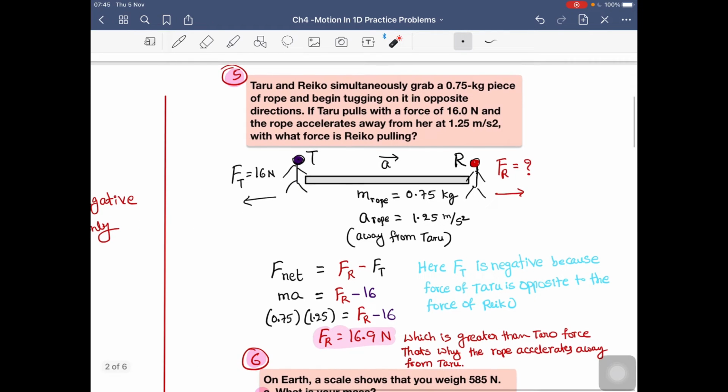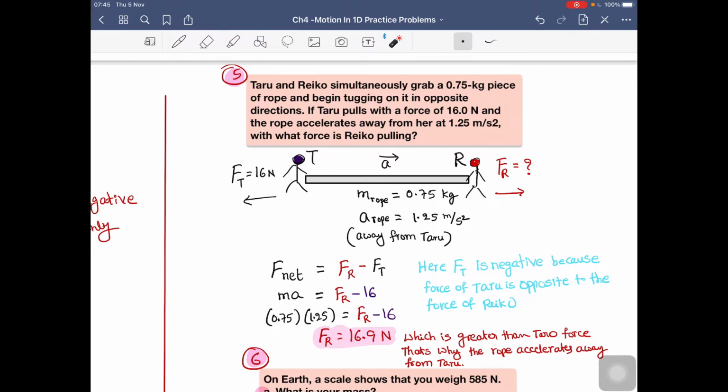Question number 5. Taro and Reiko, 2 people, are pulling a rope of 0.75 kilograms. Taro pulls with 60 newtons. We do not know the force applied by Reiko, but one thing we know is that even though Taro is applying 60 newtons, the rope is moving away from Taro. That means Reiko is applying more force than Taro. Here our goal is finding the force of Reiko.